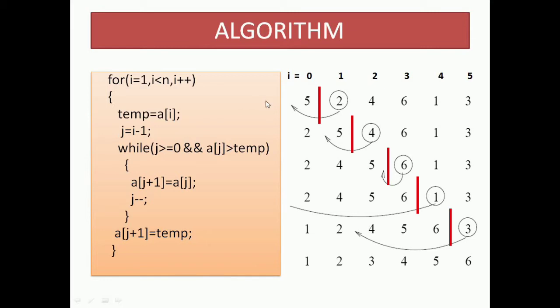Now let's write the code. So our outer loop starts from i equal to 1 instead of i equal to 0, since i equal to 0 is considered as the sorted sublist. So our array will start comparing from i equal to 1, that is here the element 2. We continue the loop till end of array because all the elements have to be compared. Hence we get our for loop, which is for i equal to 1, i less than n, and i plus plus.